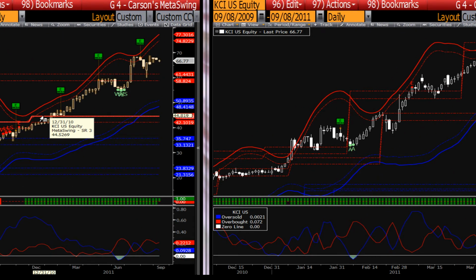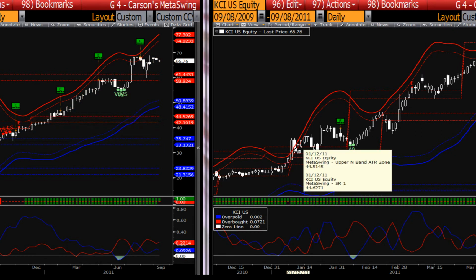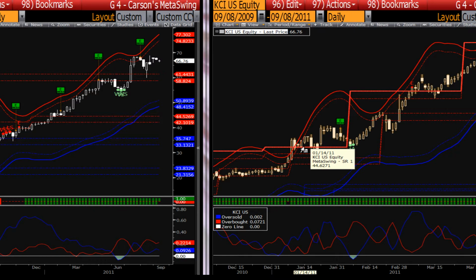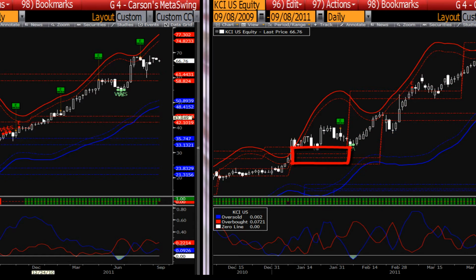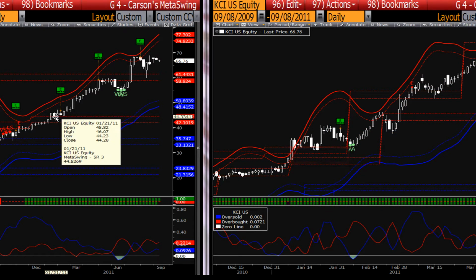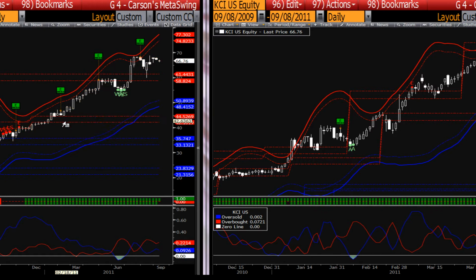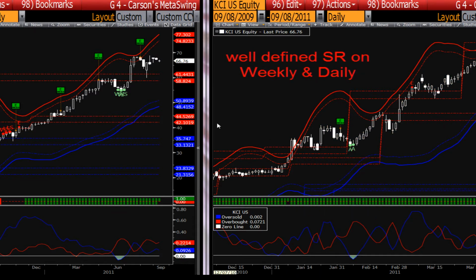roughly 44.53 to 42.10. If you look on this is the weekly time frame. If you look on the daily time frame, you have a similar area here between 44.63 to 42.68. So a little bit tighter area, but nonetheless in the same region. And so now you have a tight area where you have well-defined support on 2 time frames, and thus you can manage your risk in that way.